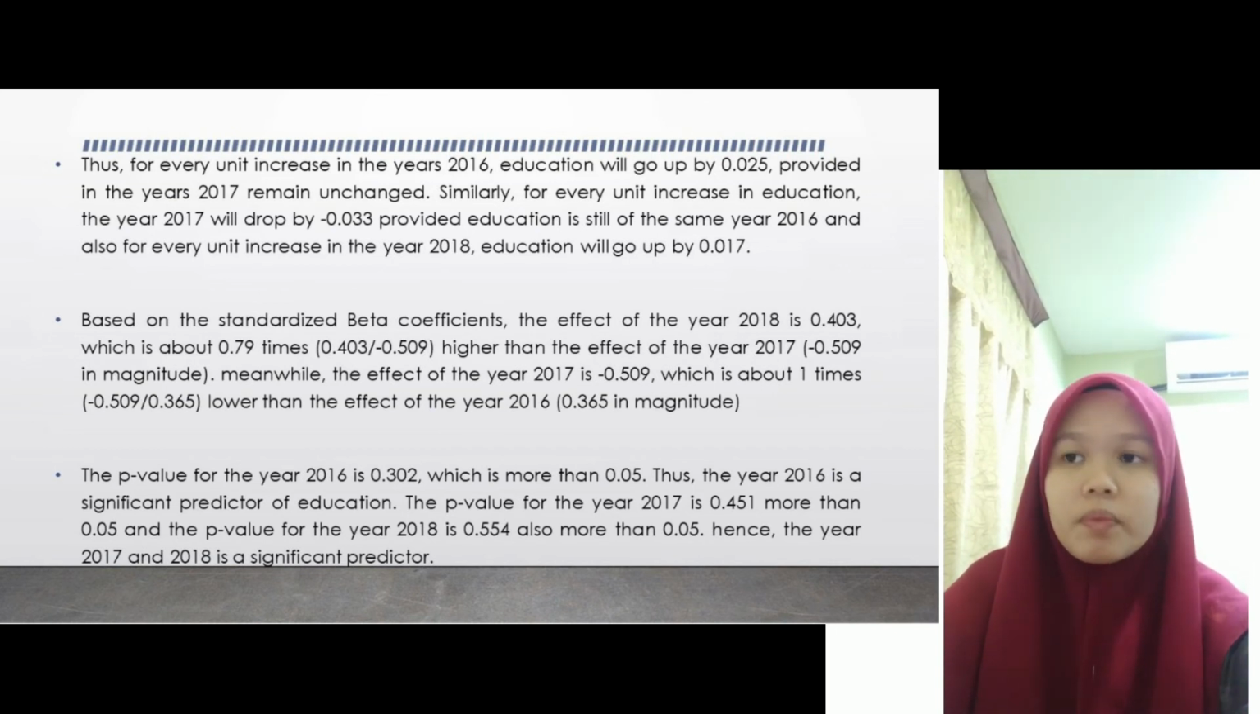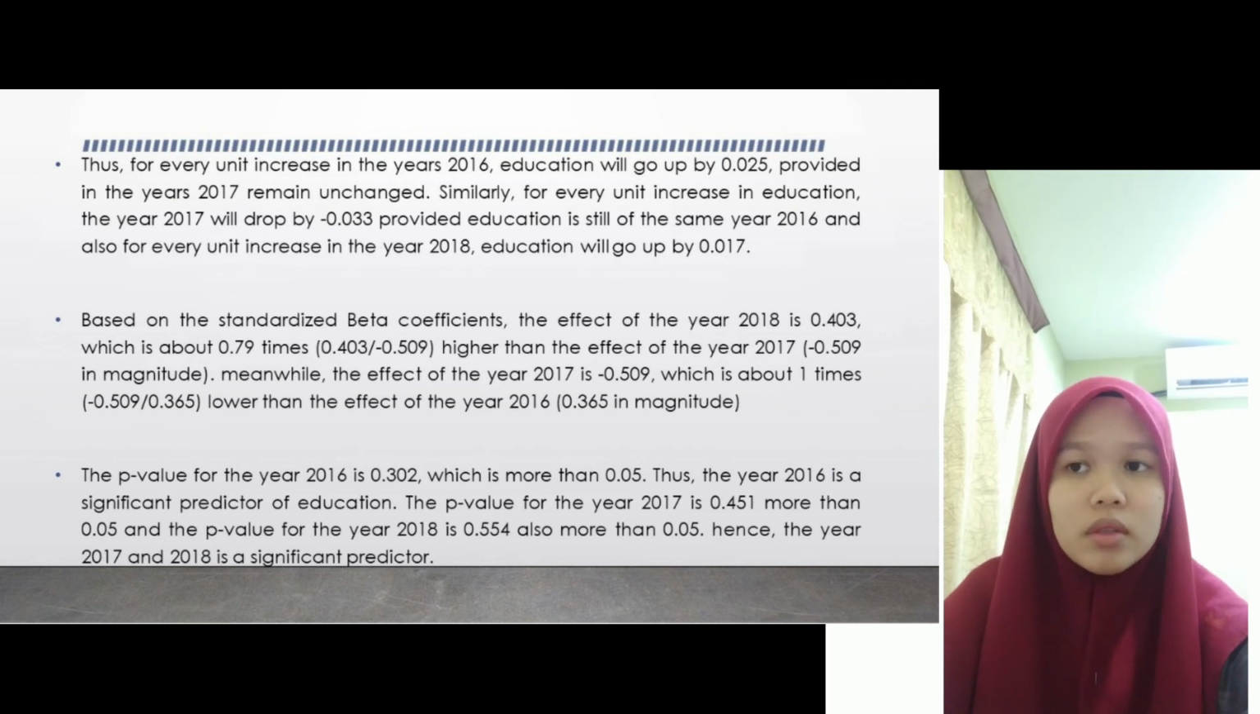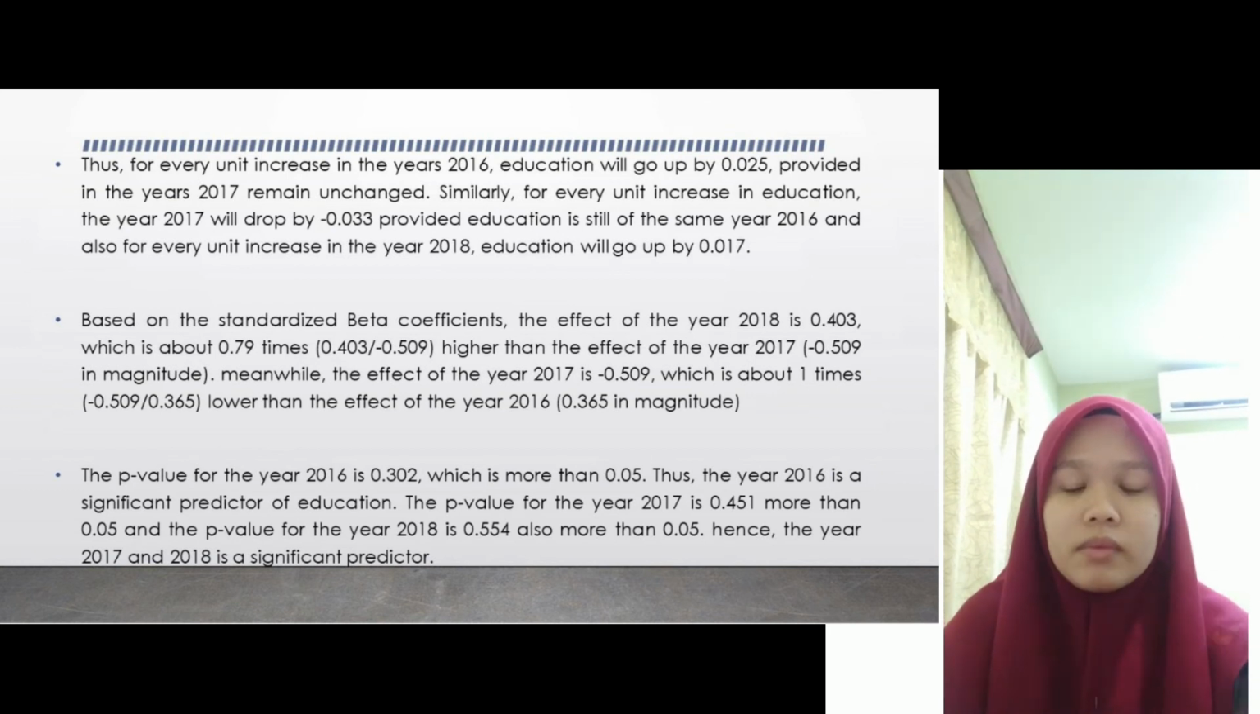I will talk about theoretical modeling. Thus, for every unit increase in the year 2016, education will go up by 0.025, provided the year 2017 remains unchanged. Similarly, for every unit increase in the year 2017, education will drop by 0.033, provided the year 2016 is the same. And also for every unit increase in the year 2018, education will go up by 0.017.